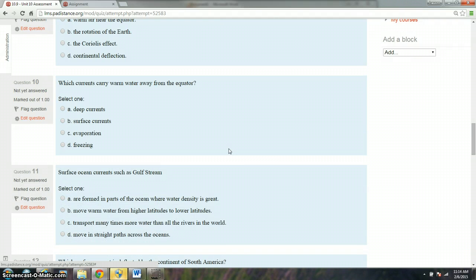Question 10. Which currents carry warm water away from the equator? A, deep currents, B, surface currents, C, evaporation, D, freezing.